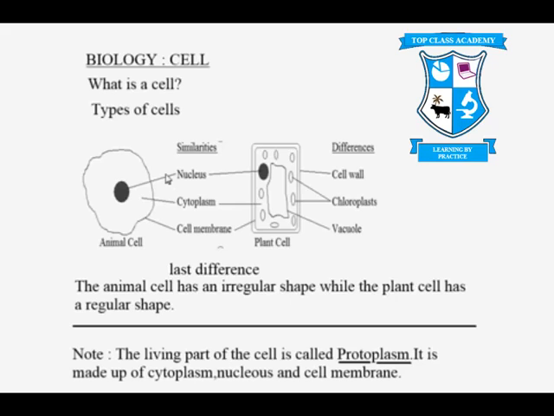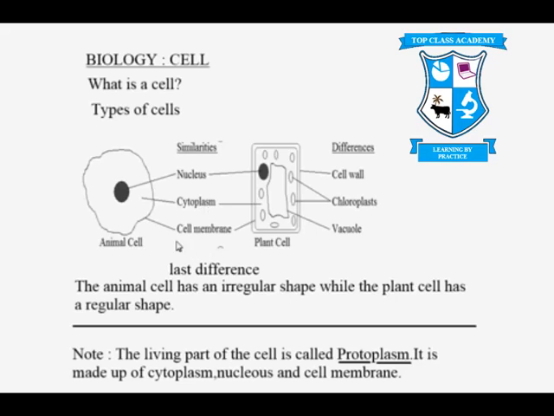I'll start with the nucleus. The function of the nucleus is that it is the part which controls all the activities taking place inside the cell. It is also the storage for genetic information such as DNA. The cytoplasm, this is the part where most of the activities take place inside the cell. This is a gel-like fluid.